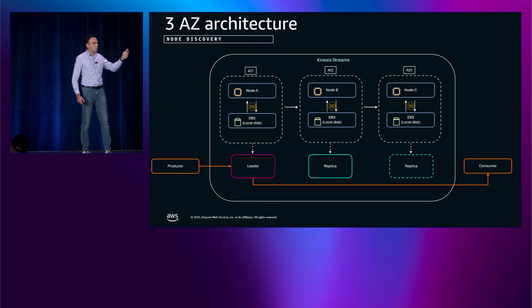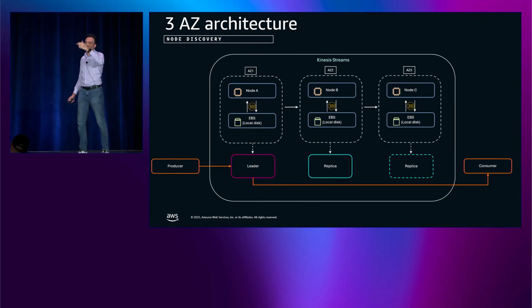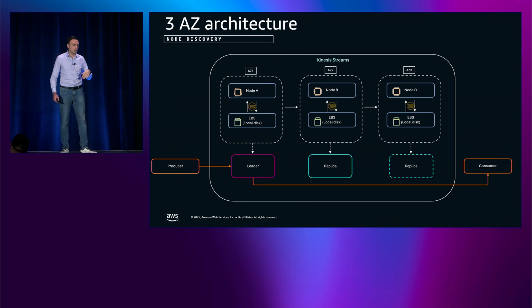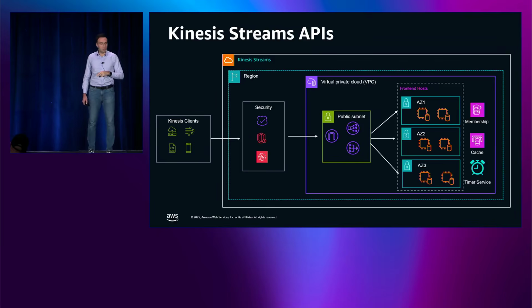What's the DNS record? What's the IP address? How to connect to it? And then they make a connection. And then if the replica or leader fails and another leader takes over, they need to also know that and make a new connection. So that violates another principle, that the Kinesis data stream needs to be easy to use.